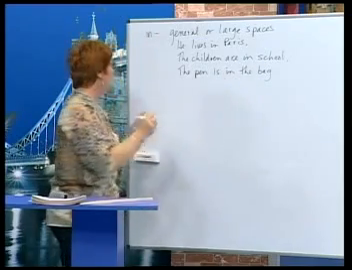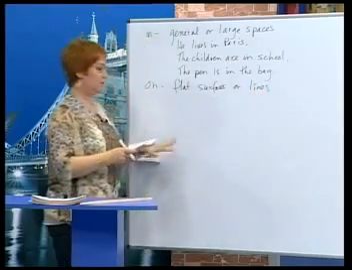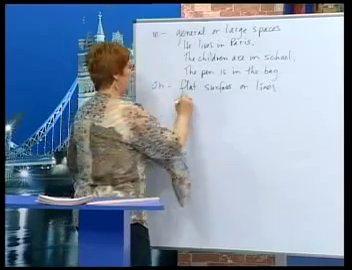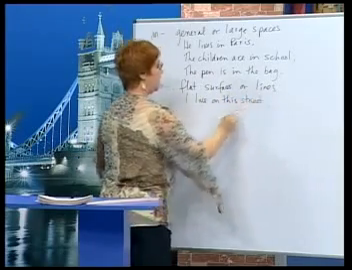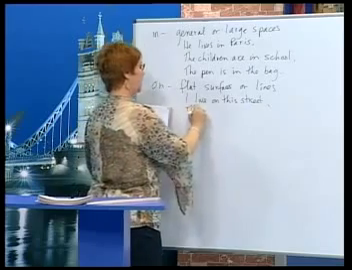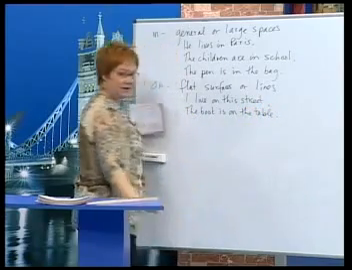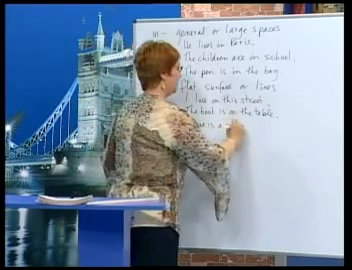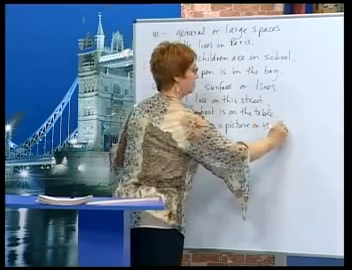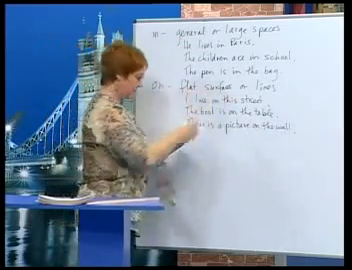In the bag. Now, with on, remember, on is for flat surfaces or lines, like a street or a road. Okay, this is a flat surface. So, I live on this street. The book is on the table. And there is a picture on the wall. Okay? So these are flat surfaces or lines.